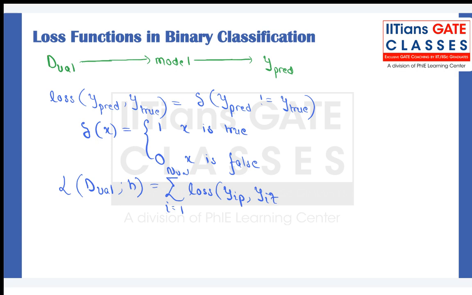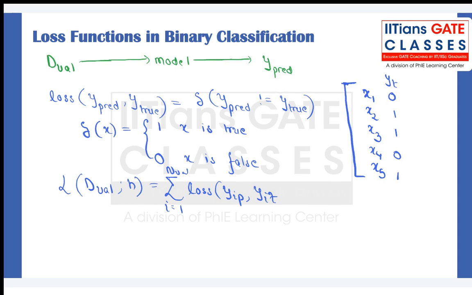So you have built your model. Let's say your validation set consists of 5 observations, x1, x2, x3, x4, x5. Let's say the true values of them were 0, 1, 1, 0, 1. Just a simple example I have written. And your model has predicted that this is 0, this is 0, this is 1, this is 0, this is 0.